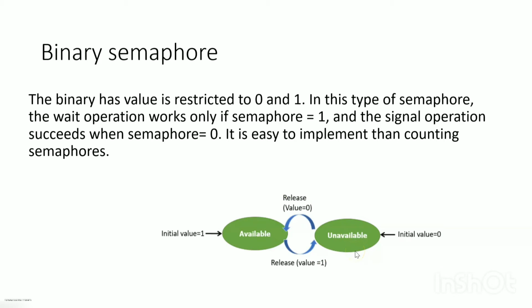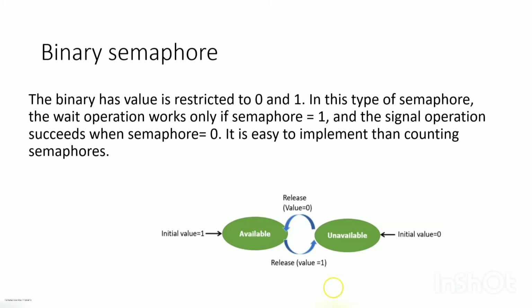Now here, one property of the binary semaphore is this. Consider that a binary semaphore has an initial value of 1 and a process has accessed it. Any other process can release this binary semaphore. So it will just act as a synchronization mechanism or a communication mechanism.